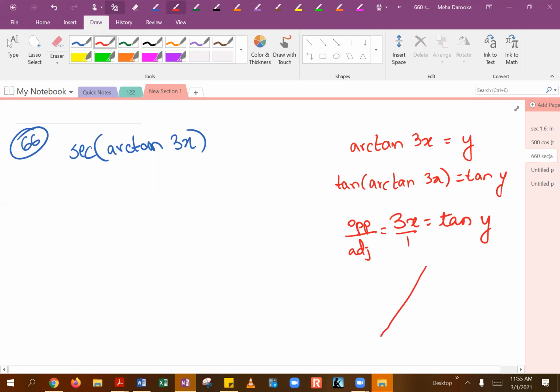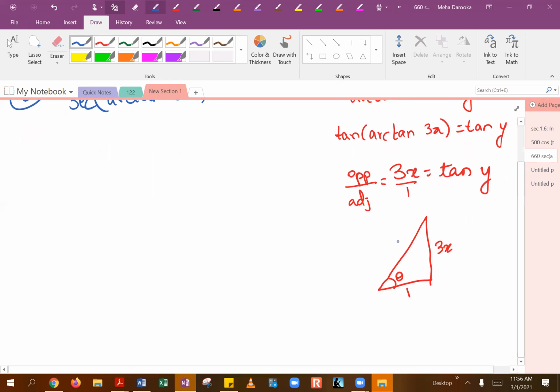And then we'll create our little triangle again. If this is your theta, then the opposite side would be 3x. The adjacent side would be 1. So that, of course, tells us we've got to find our missing side. So you will see again, even though we're dealing with this in generic 3x terms, we're still going to be following the same rule. So again, we need to use our Pythagorean theorem over here.